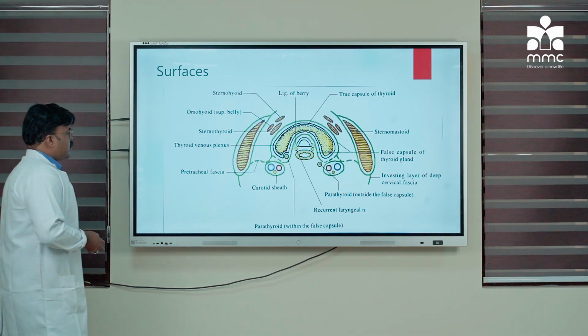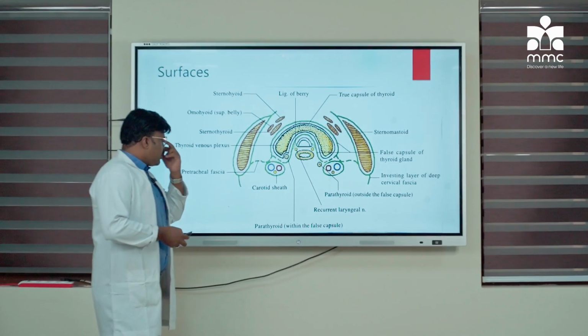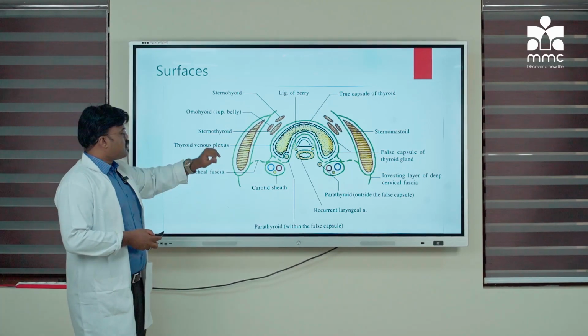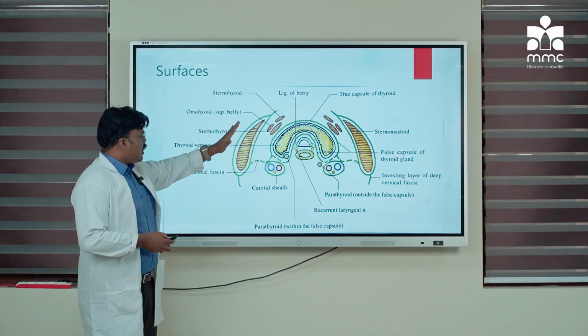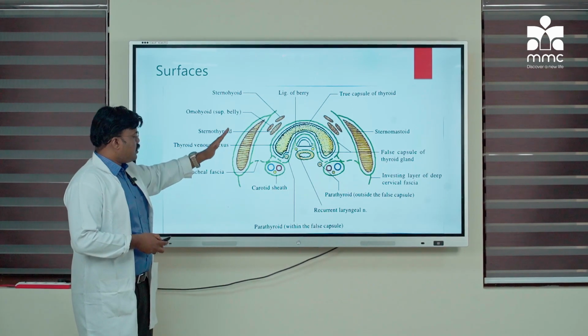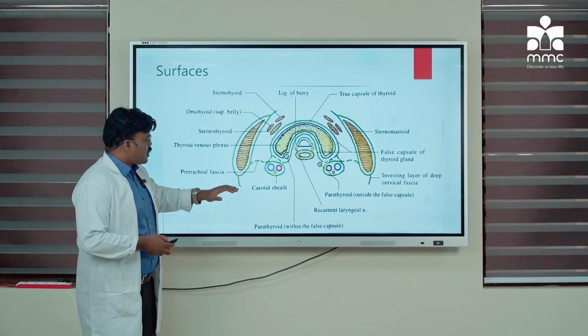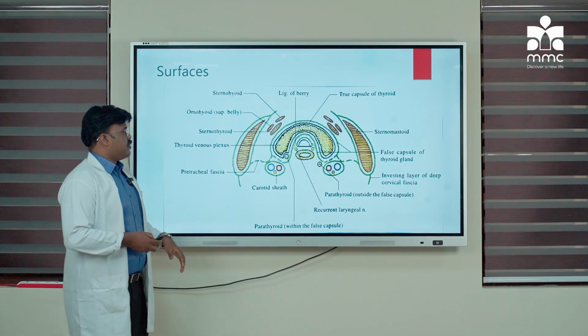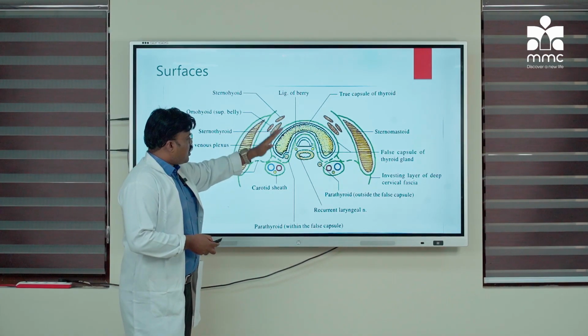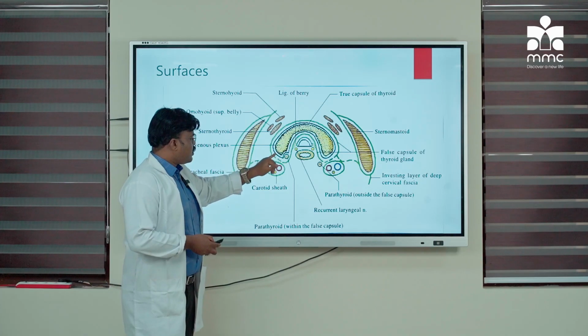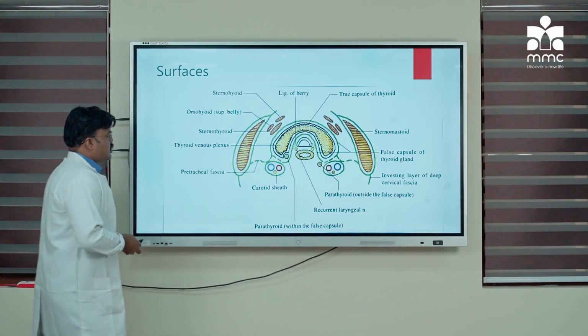So, we come to the surfaces. I told you there are three surfaces. Here you will get the anterior lateral surface, the medial surface, and the posterior lateral surface. So, three surfaces: anterior lateral surface, medial surface, and posterior lateral surface.